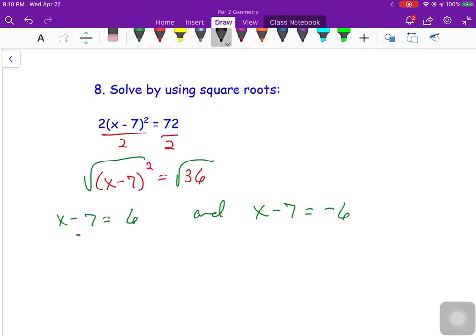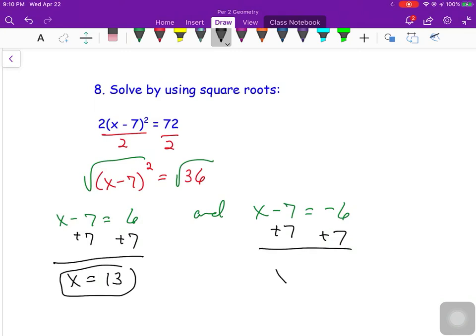And now we'll finish solving. Add 7 on both sides. We get x equals 13. Add 7 on both sides here. We get x equals 1. This type of problem is the main reason we do not use the plus or minus signs in geometry.